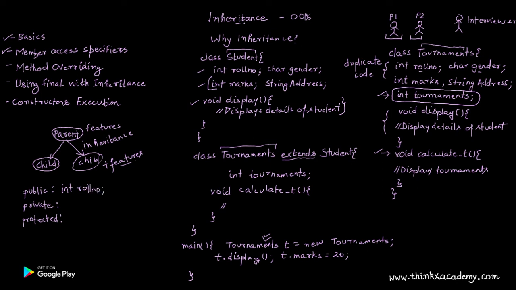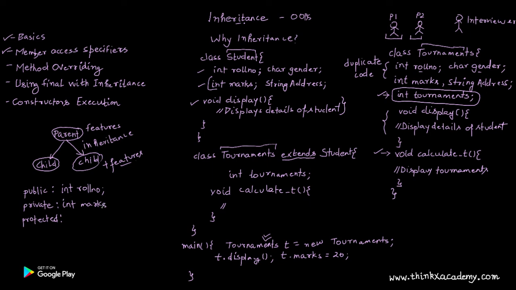So this means that this roll number variable is accessible inside this class. It is also accessible in this class. So you can access this roll number using the object of the inherited class or the child class. The programmer is given a task to hide this member marks. So what he's going to do is he's going to make it private.